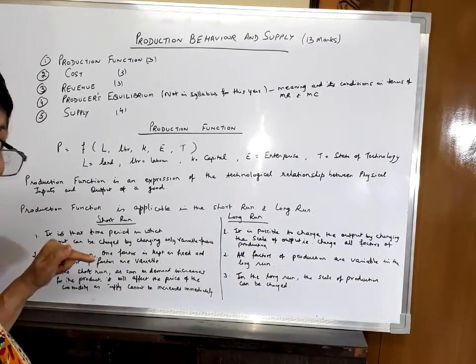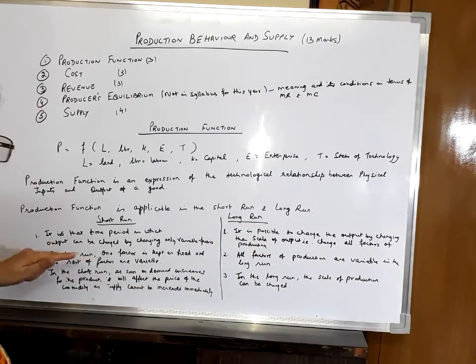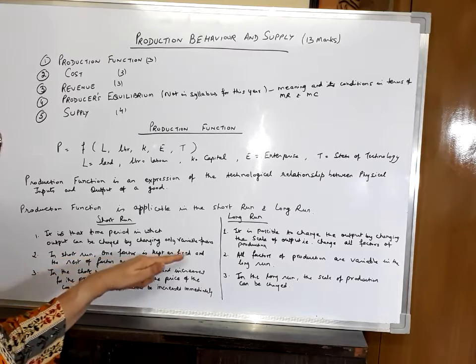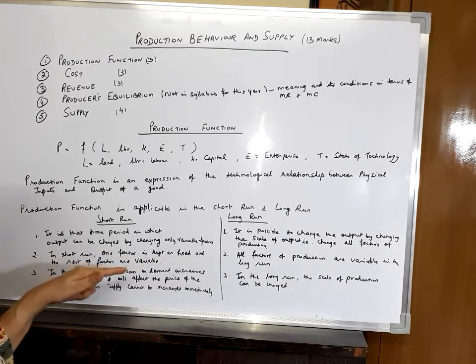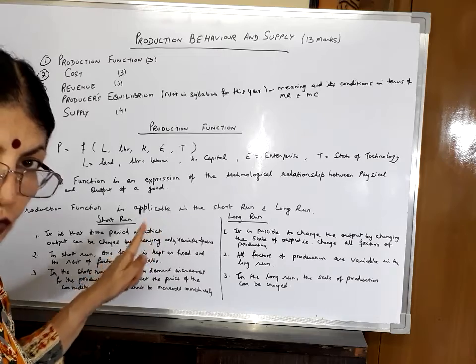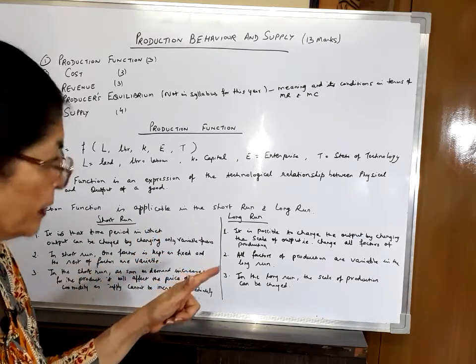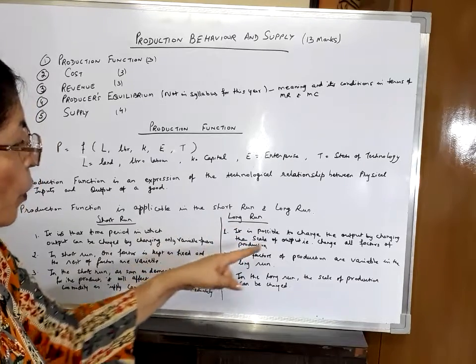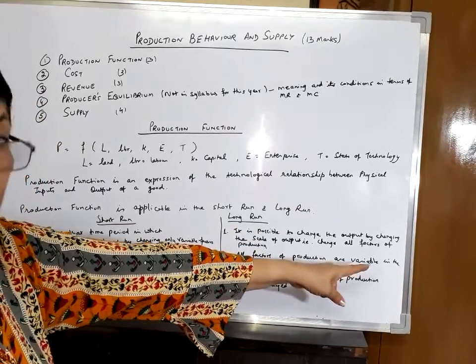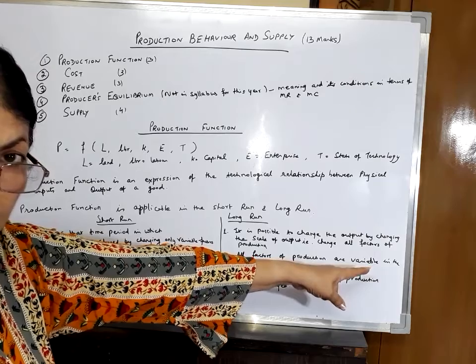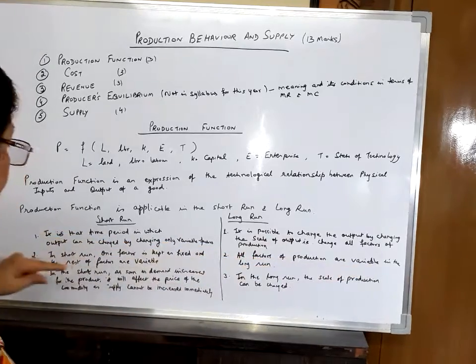Second point under short run is, in the short run, one factor is kept fixed and the rest of the factors are variable. So you cannot change at least one factor of production, which is normally taken as land. Whereas in the long run, all factors of production can be changed or altered. That means they are variable.